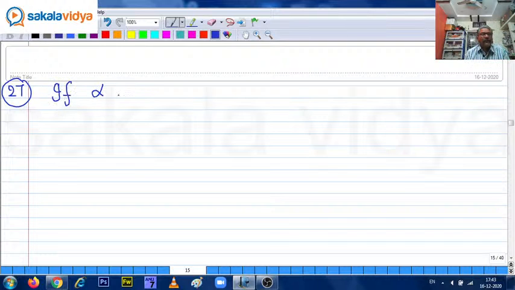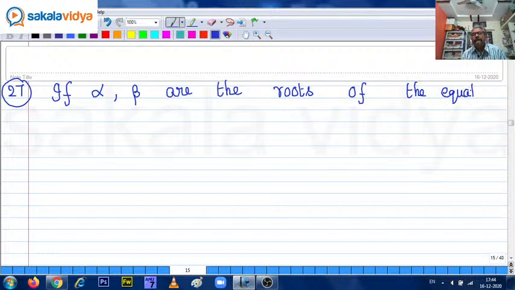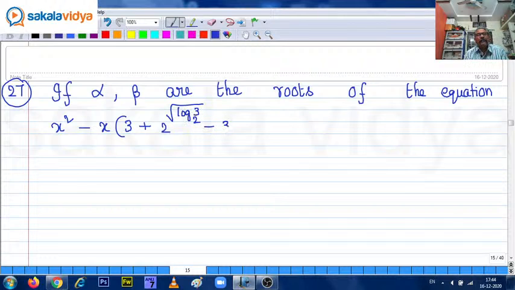If alpha comma beta are the roots of the equation x square minus x times 3 plus 2 to the power of log 3 to the base 2 minus 3 to the power of root of log 2 base 3.